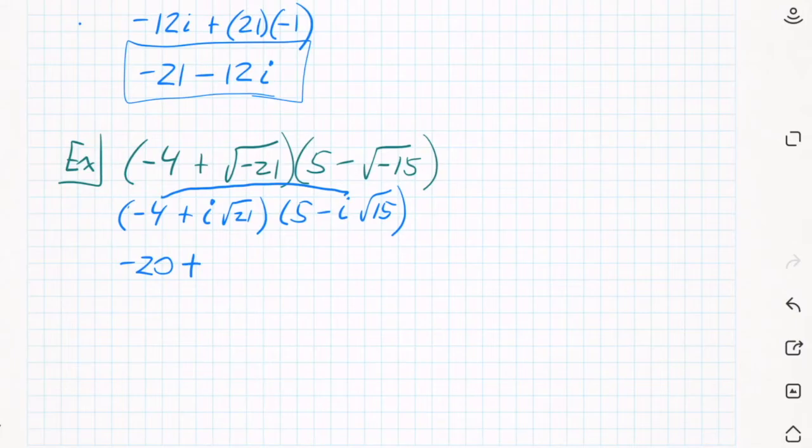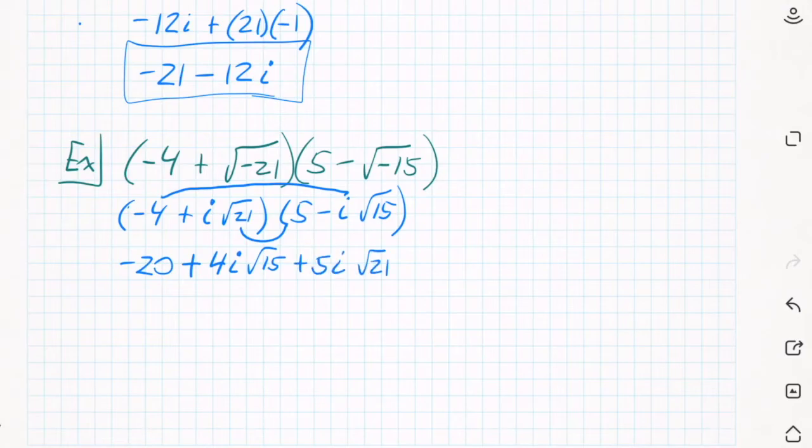And then the 4 and the i are going to multiply each other, but you really can't do much, so you're just going to write 4i, and the same thing with the square root of 15. All right, so that would be the outer. Inner, we're going to get 5i square root of 21.